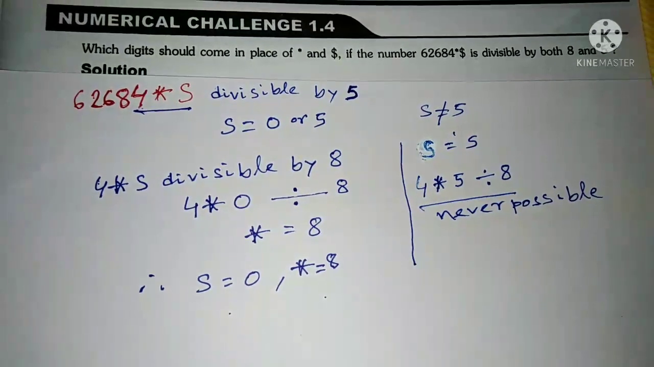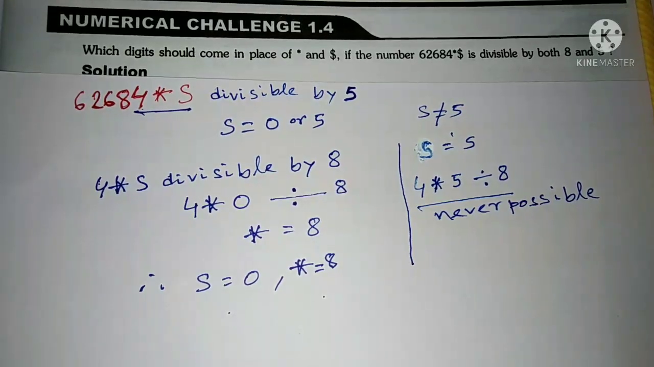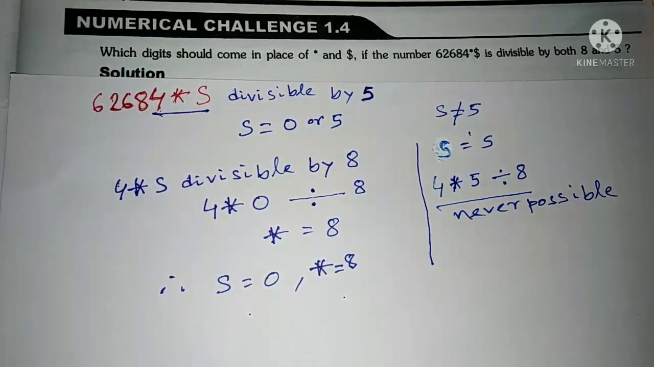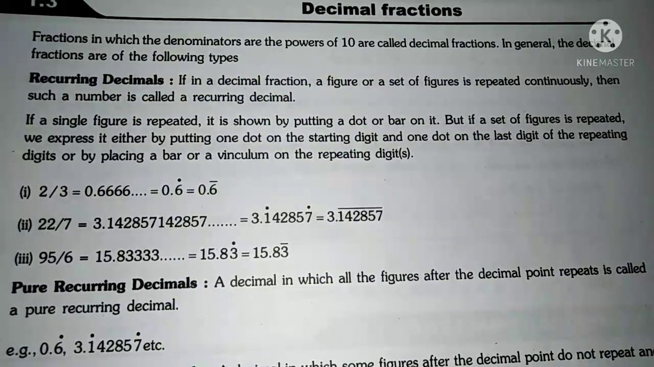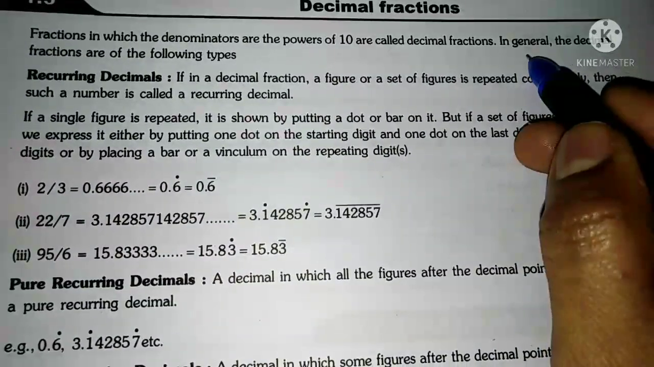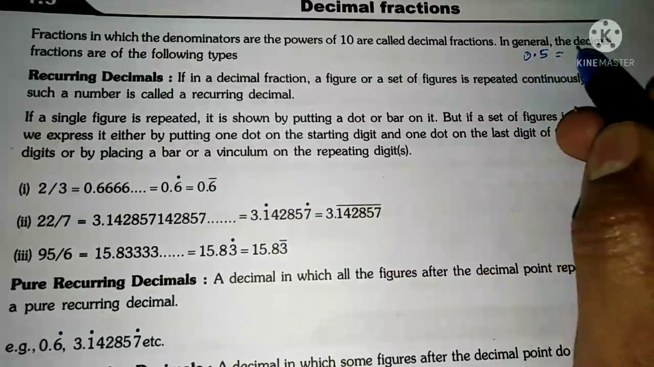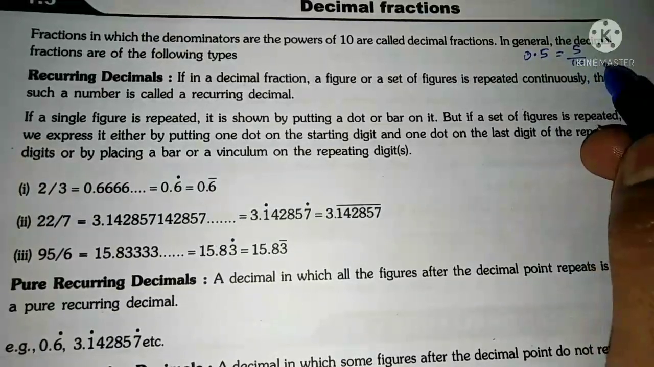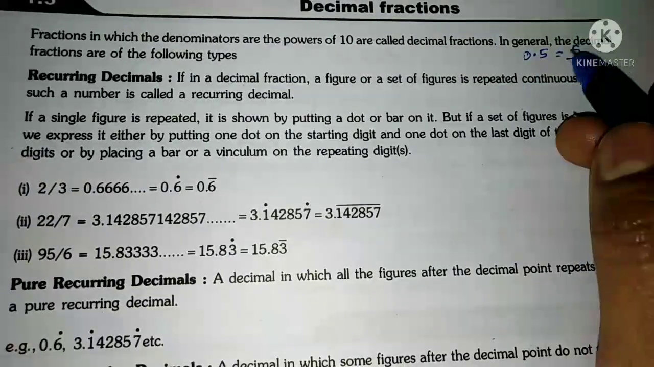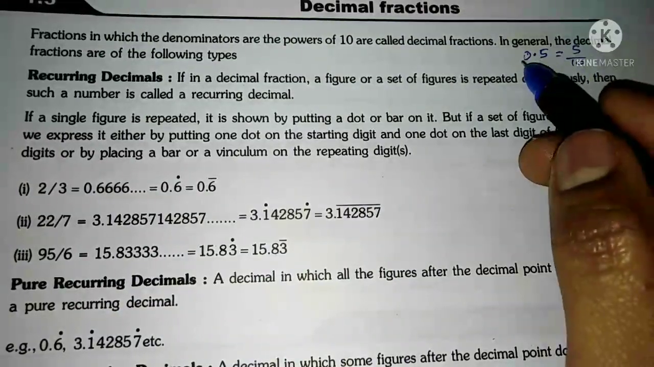So now we will learn some theory about recurring and non-recurring decimals. We are going to learn about decimal fractions. Fractions in which the denominators are powers of 10 are called decimal fractions. For example, 0.5 is 5 by 10. The denominator is a power of 10, so it is a decimal fraction.